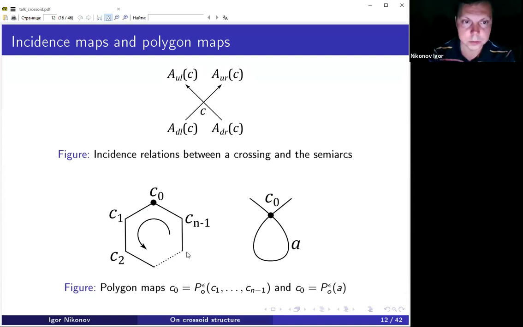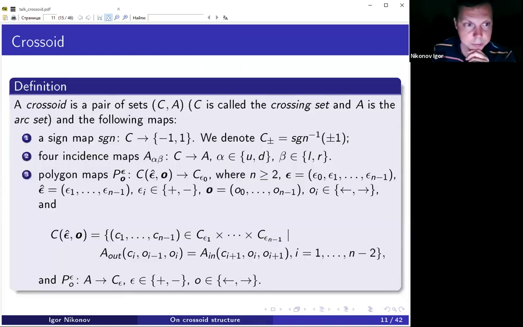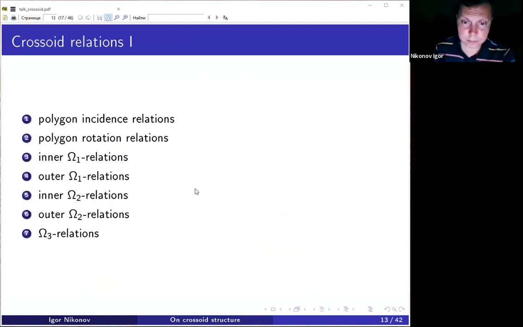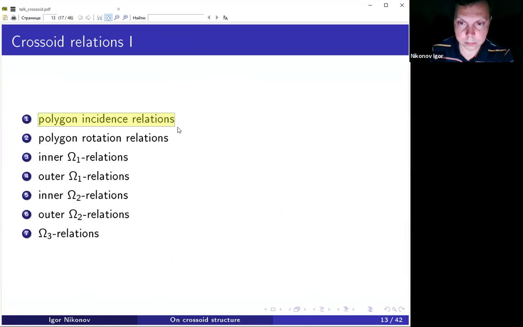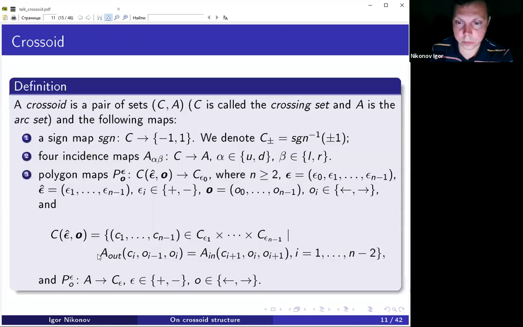Then we should write down the relations between the incidence maps, polygon maps, and the sign map. The set of relations can be split into several categories. First, we have polygon incidence relations, which say that the colors of edges and crossings in the polygon are compatible.